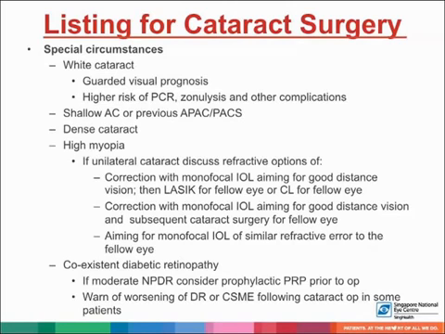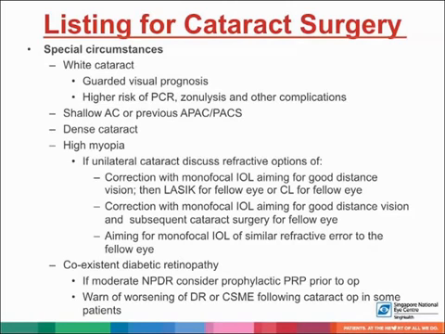Sometimes some doctors try doing a PAM to see the maximum visual potential. White cataract also has a higher risk of PCR, zonulysis, and other complications, so you need to warn the patient of that. Other special circumstances include shallow anterior chamber, a previous angle closure attack, or PACS. Some of these patients may have already had a laser peripheral iridotomy, and they may actually have associated zonulysis, so you need to be cautious when you proceed to list these patients for surgery.